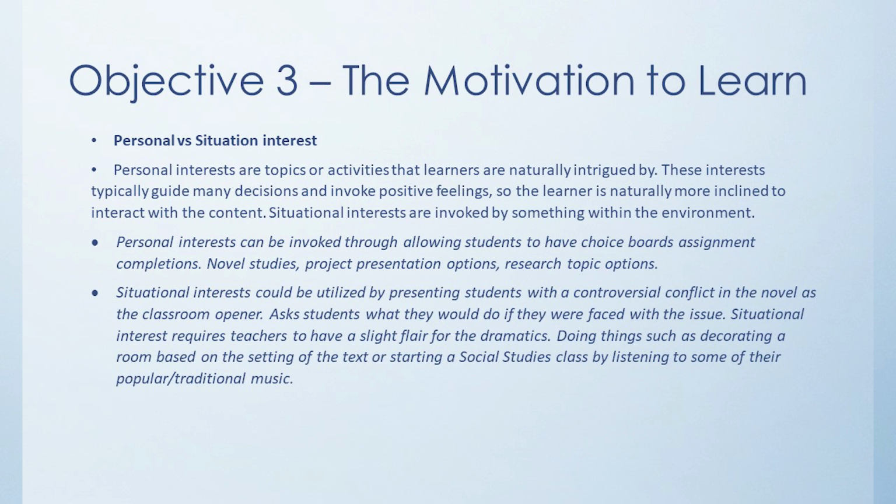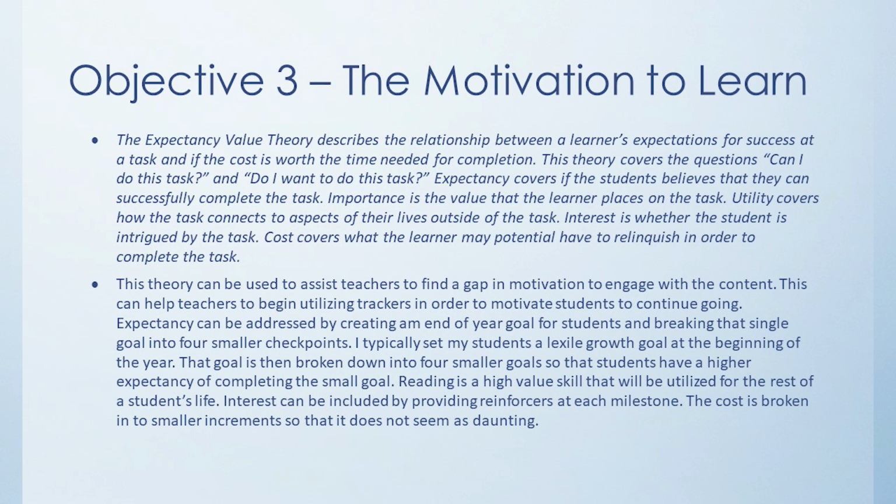So doing things such as decorating a room based on the setting of the text, or starting social studies class by listening to some popular traditional music for that area. So these are things that get students interested in learning something new. Once you have identified the personal or situational interests with the students, you also have to think about what they're expecting to get out of this and what they're expecting to have to put in.